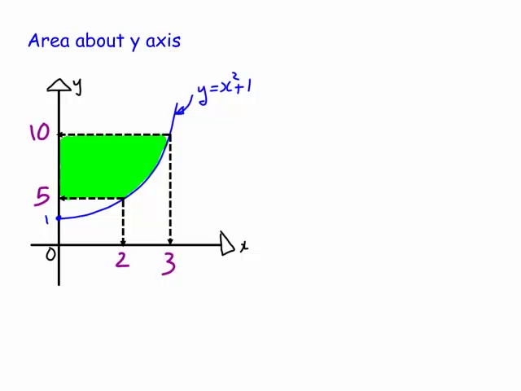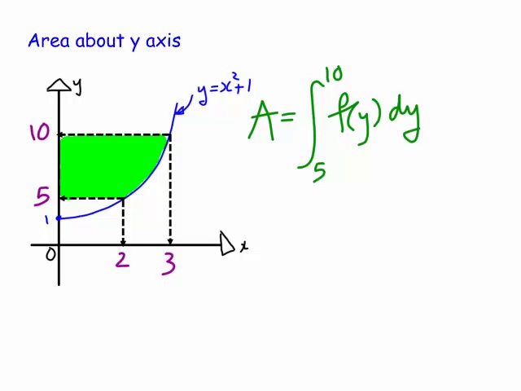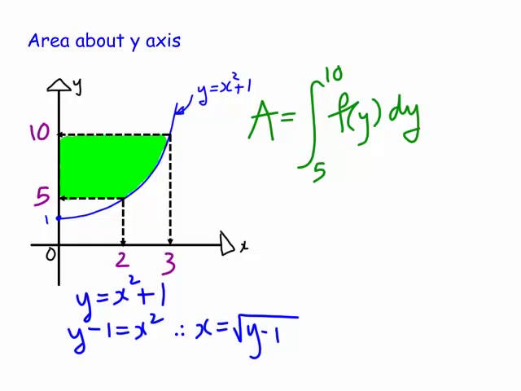So we now want to find the area about the y-axis. It's going to be the integral, and now we're going up the y-axis from 5 to 10, so we'd have an f of y dy. The first problem here is that y is equal to x squared plus 1, and we need to rearrange that to make x the subject. So y minus 1 is equal to x squared, and we take the square root of both sides. We're assuming it's positive here, so x equals the square root of y minus 1.